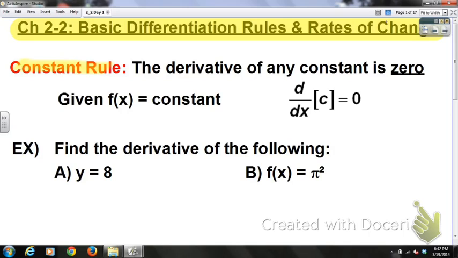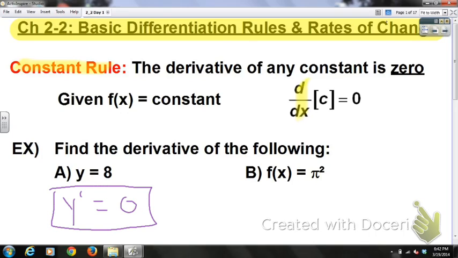So, if our f of x is equal to a constant, then the derivative of our constant is equal to 0. So taking a look at the first example, find the derivative of the following. A, our function y is equal to 8. Therefore, y prime, the derivative of y, would be 0.